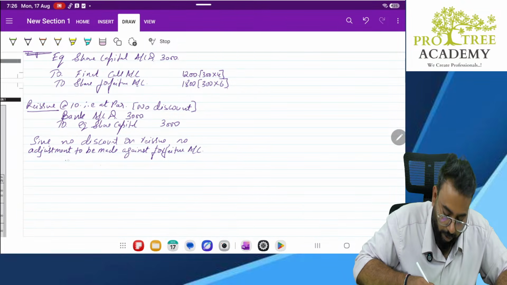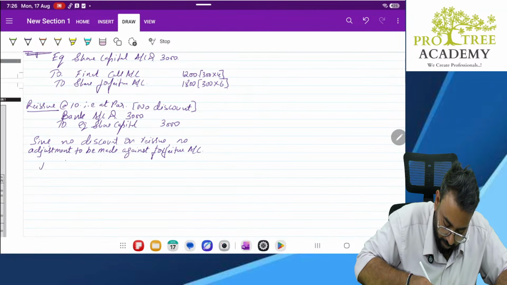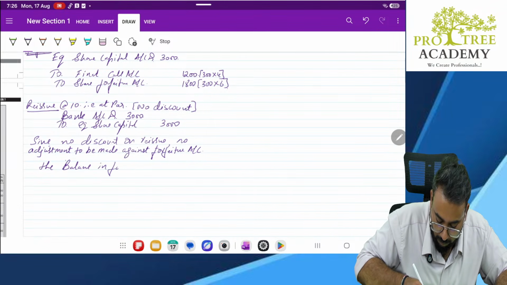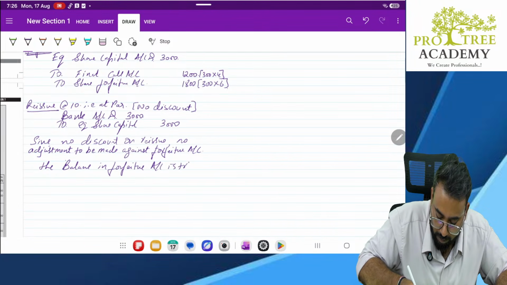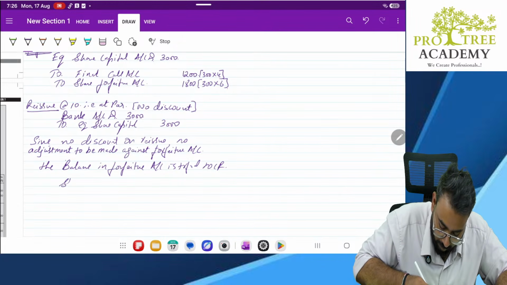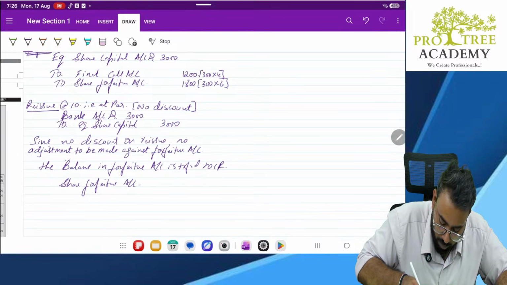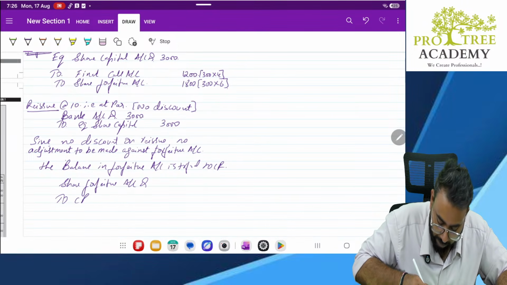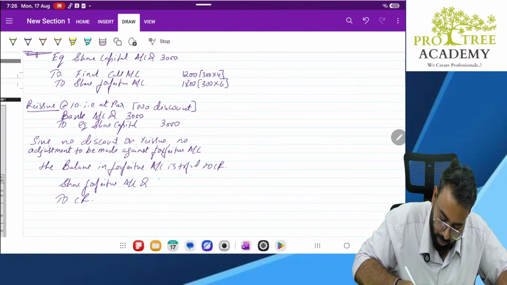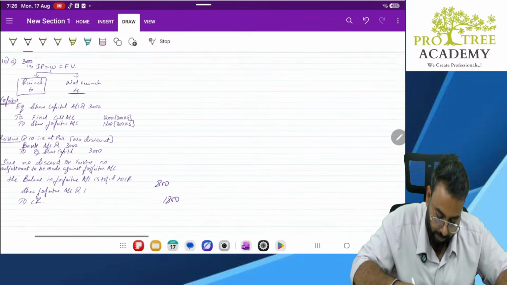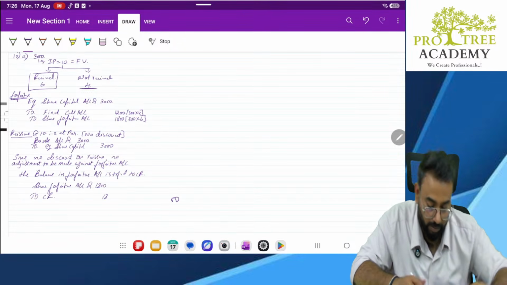So whatever the balance is remaining, the balance in forfeiture account is transferred to capital reserve. So entry: share forfeiture account debit to capital reserve. How much? 1,800. Done. This is our case 1.